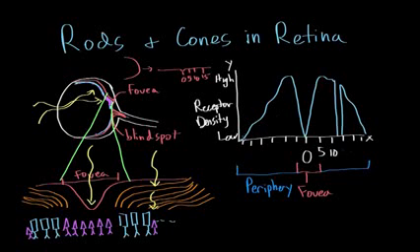Cones have a different distribution. So cones, there aren't very many of them in the periphery. But when you get to the fovea, there's a huge spike in the number of cones. And then as you, again, move away from the fovea, the cones actually drop back down. And then at the blind spot, there are no photoreceptors. And on the other side of the blind spot, there's a very low number of photoreceptors.